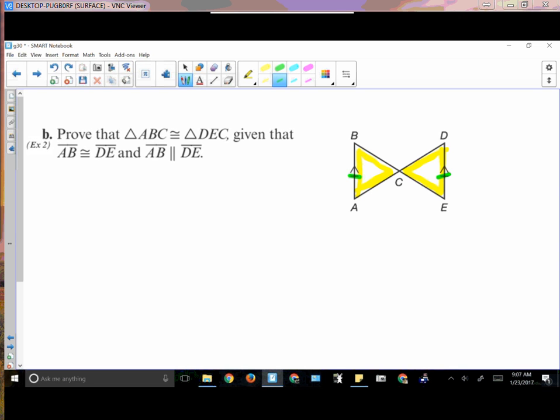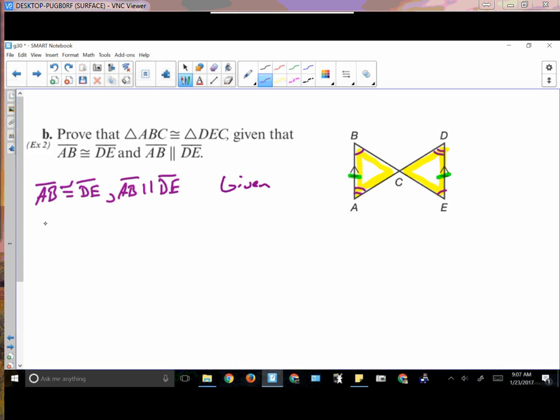Okay. So in one way for this one, I could put it down this way, that this angle is congruent to this angle because of alternate interior angles, right? This angle here and this angle here are congruent for alternate interior angles. So what we could have is as follows. AB is congruent to DE. AB parallel to DE. Yep.